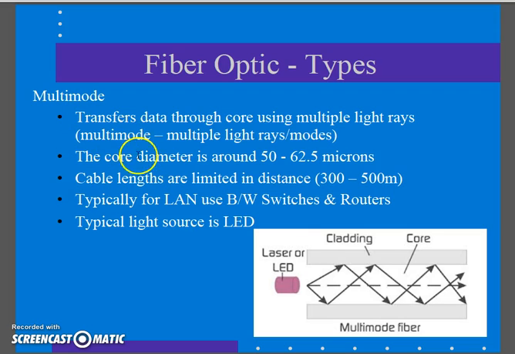The core diameter is around 50 to 62.5 microns. So it's a rather large core to handle the LED light source. Our cable lengths are usually in the few hundred meters up to about 500 meters, not very long. So again, good for connecting my data closets together in my building. The typical light source for this is an LED, a relatively inexpensive light source to send a pulse of light down the fiber.